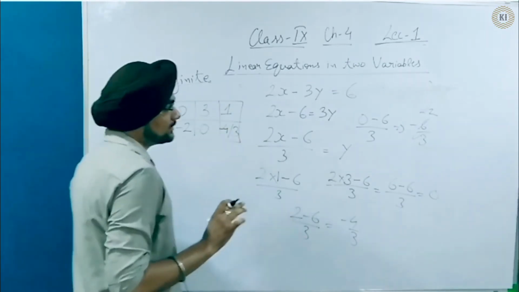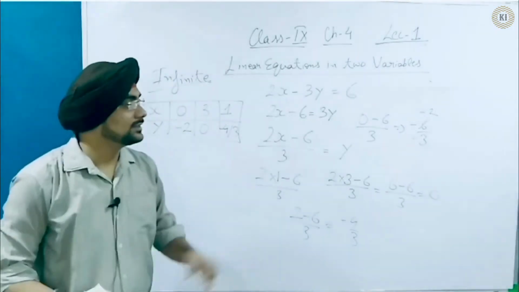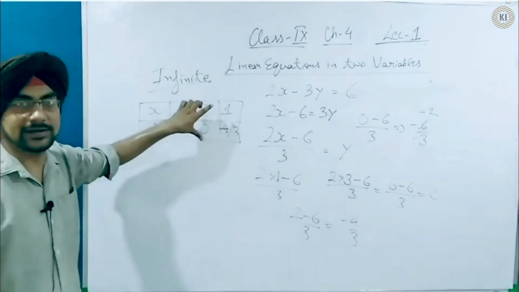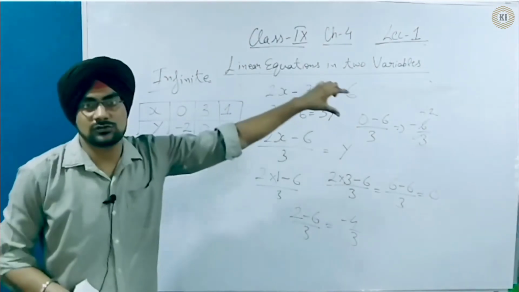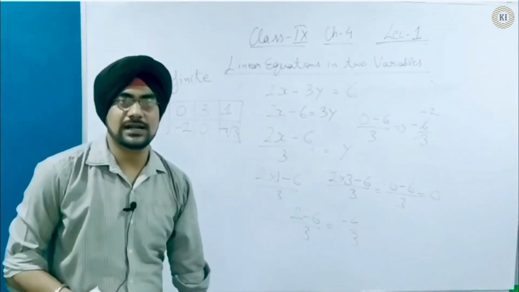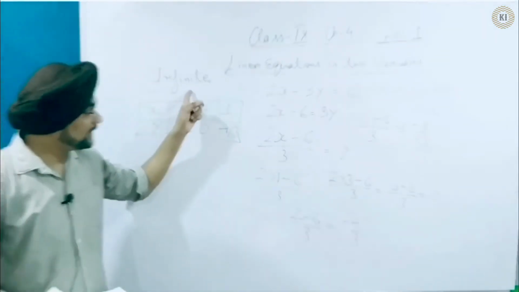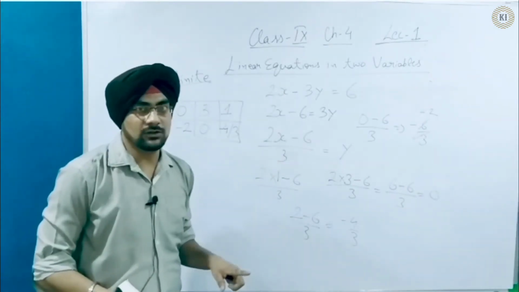So in this way you can calculate infinite solutions. So that is why linear equations in two variables have infinite solutions. Why? Because we can choose infinite values of x and we will get infinite values of y. So this will be the third type which you are getting in your examination.